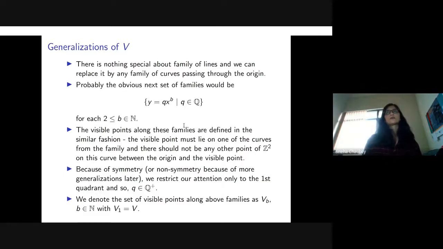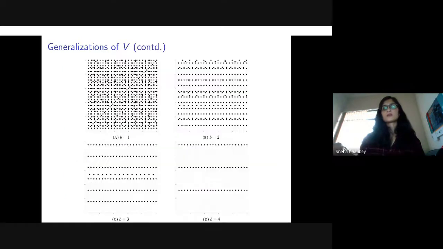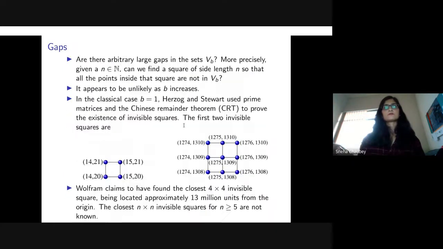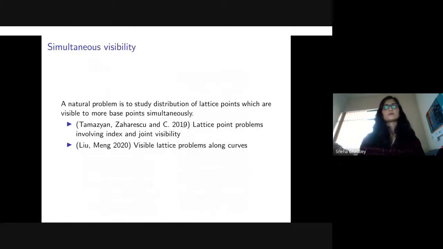And in fact, maybe I'll just make one last note. I missed saying this, just because a lot of number theorist friends are here. This simultaneous visibility, which I discussed, where you're looking at visibility from more than one base point, can also be viewed in hyperbolic geometry.